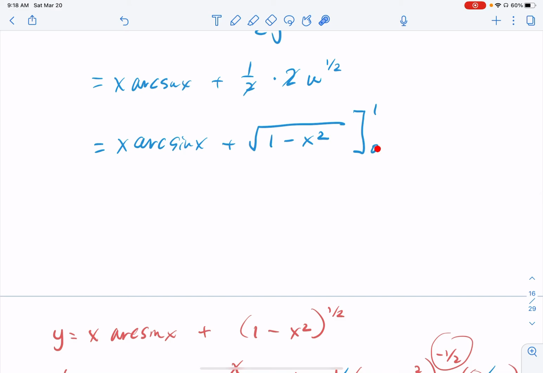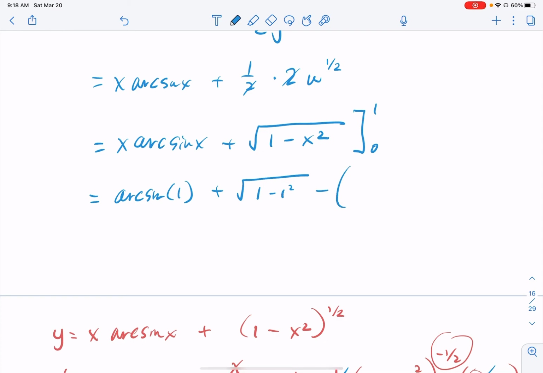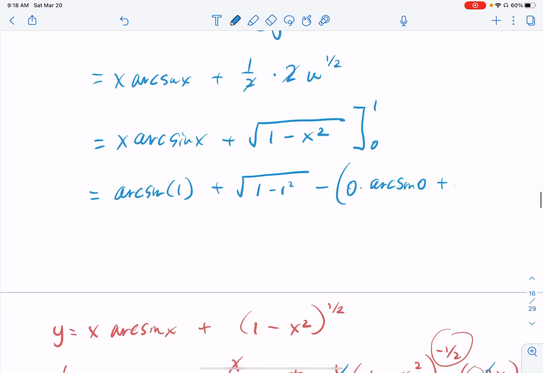We do, in fact, still have to plug in a 0 because it's going to affect this. It's going to affect that one as well. Okay, so plugging in our 1. Remember, it gets plugged into the first part of this as well, not just the little square root part. So I have 1 times the arc sine of 1, plus the square root of 1 minus 1 squared. That'll be nice. Minus, now plugging in 0 everywhere, 0 times the arc sine of 0, and then plus the square root of 1 minus 0 squared.